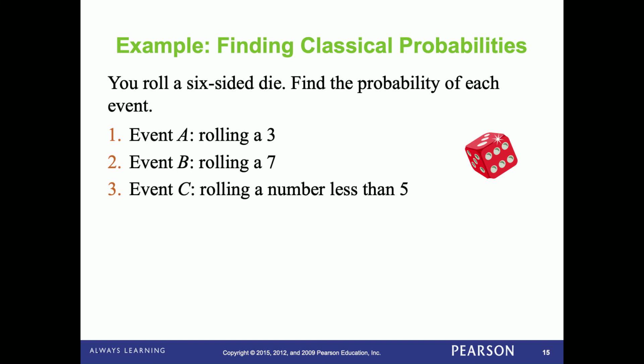So you roll a 6-sided die. Find the probability of each event. All right. I want to roll a 3. How many ways can you roll a 3 with a single die? 1 way. What's the sample size? 6. So the probability of A occurring is 1 in 6.